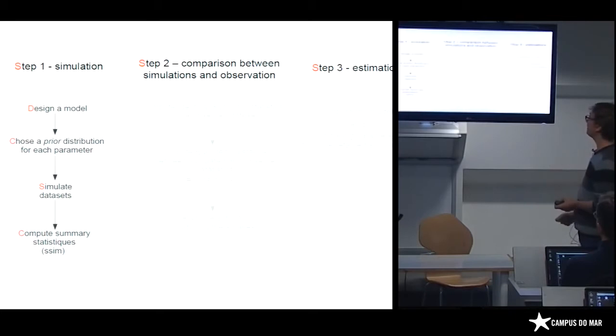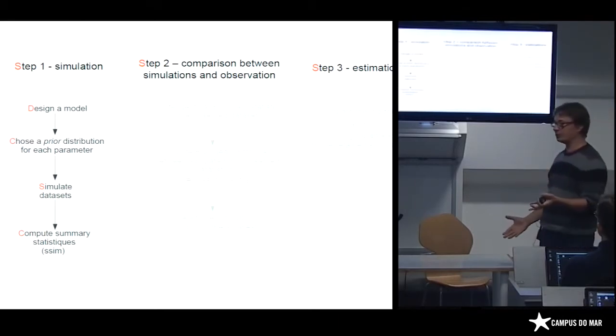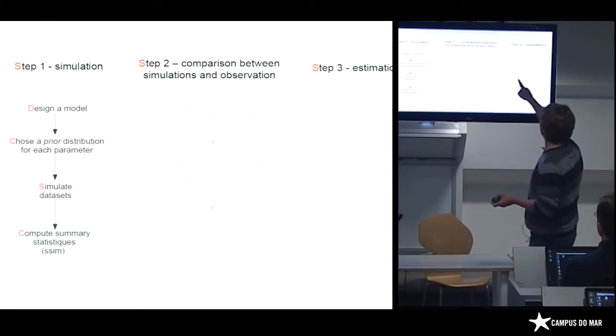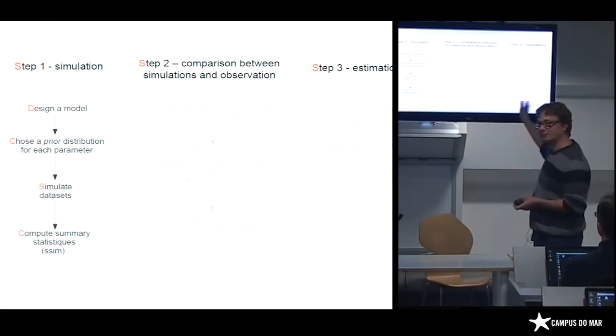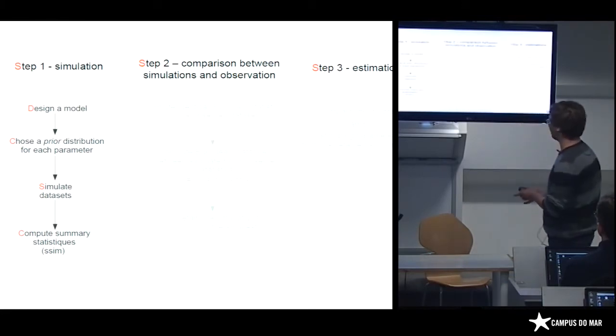So how does it work? There are 3 steps in the ABC framework. The first step is to do simulations, and it's what we are going to do now. And maybe we'll have a little time to do step 2 and step 3.